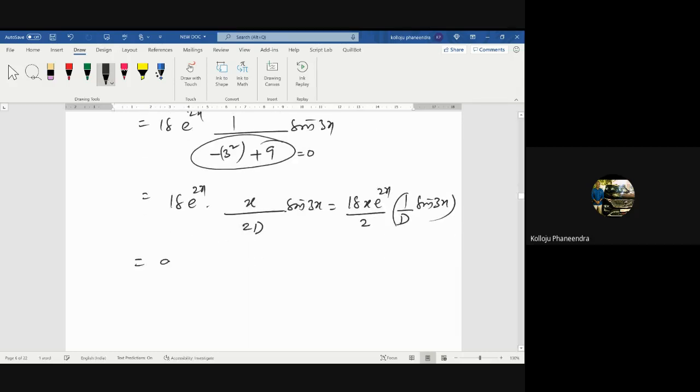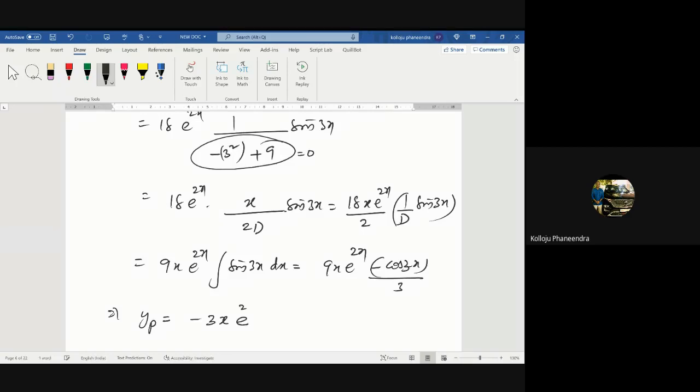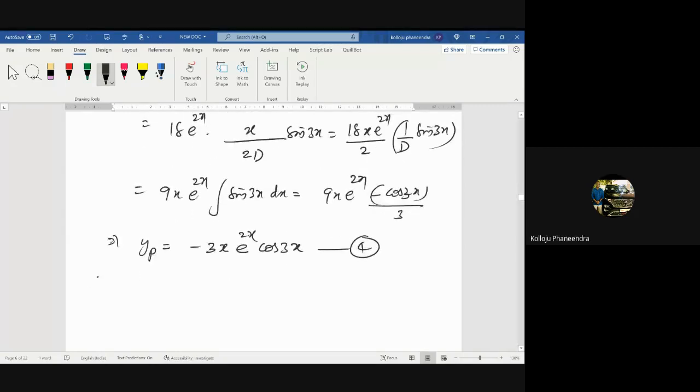So this is 9x into e to the power of 2x, integral of sine 3x dx. Okay, 9x into e to the power of 2x minus cosine 3x by 3. That implies yp equal to minus 3x e power 2x cosine 3x. This is equation 4. Therefore, general solution is y equal to yc plus yp.